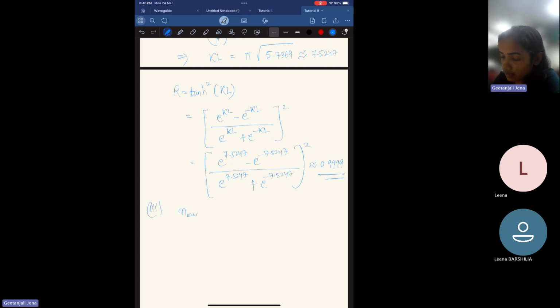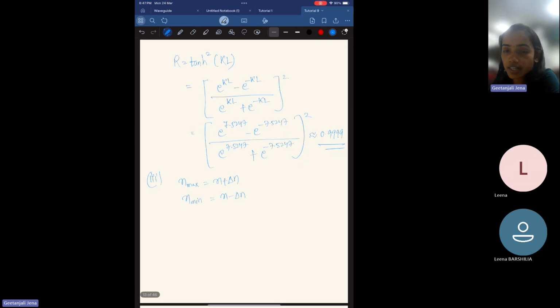Because we already know kappa, which is the coupling coefficient, if you equate it to the expression that we already know before, which is pi delta n over lambda b, we already know the value of kappa. So delta n will be kappa lambda b over pi. So can you please calculate it and let me know the answer?